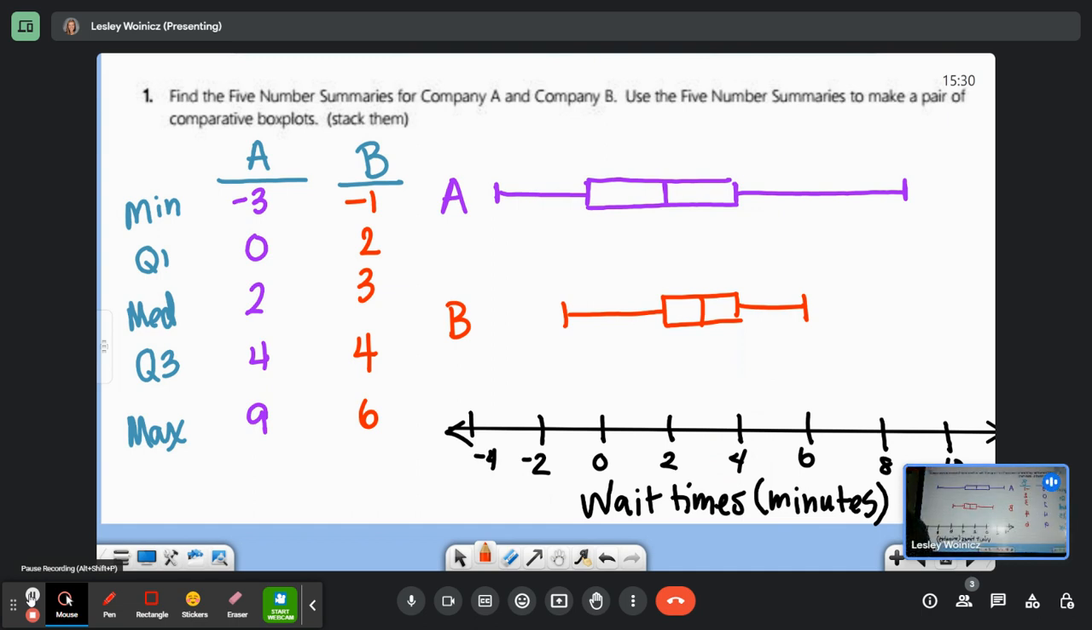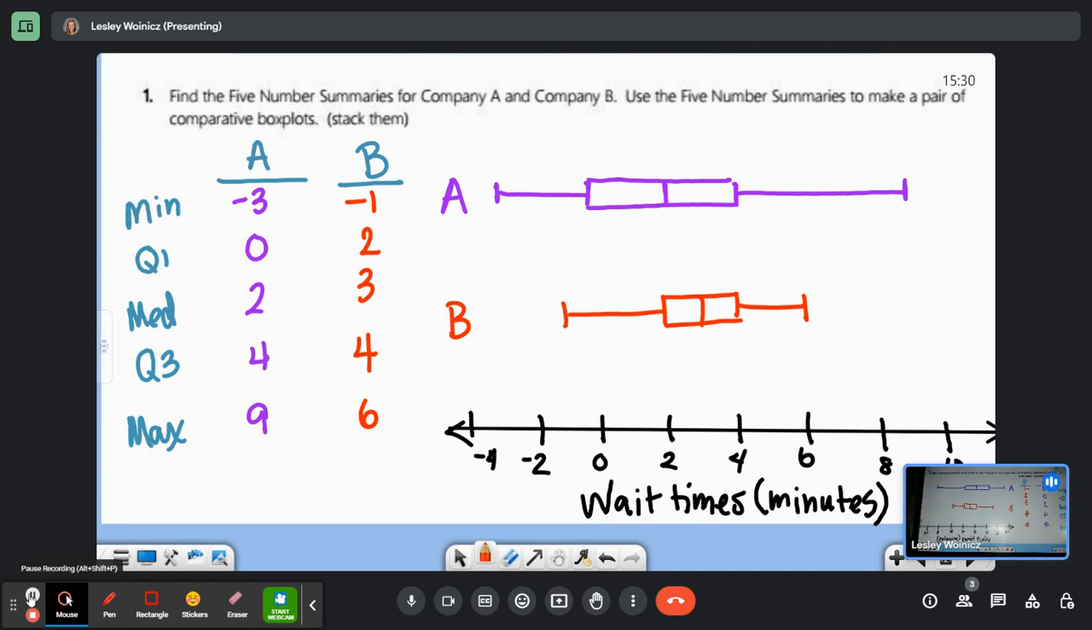Which one's got the longer whisker? Which one's got the better measures of central tendency, do you think? Okay, well, we'll come back to that.